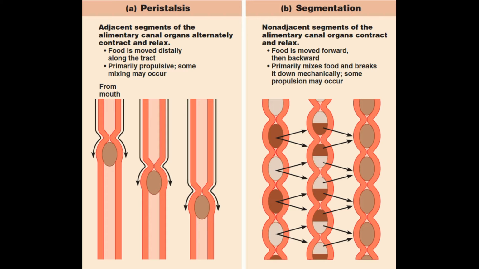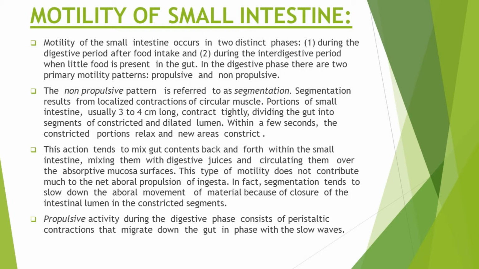These segments contract tightly and divide the whole gut into segments of constricted and dilated lumen, and then within a few seconds the constricted portions relax and new areas constrict and form segments, and this process continues. This segmentation activity occurs to mix the gut contents with the digestive juices present in the small intestine. This mixing occurs due to the back and forth movement of the gut contents, which occurs due to segmentation.